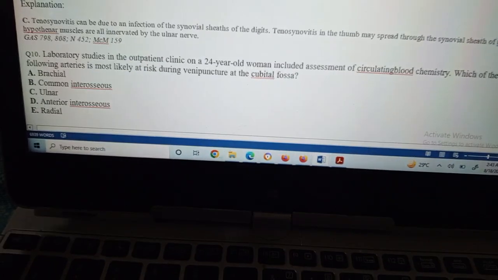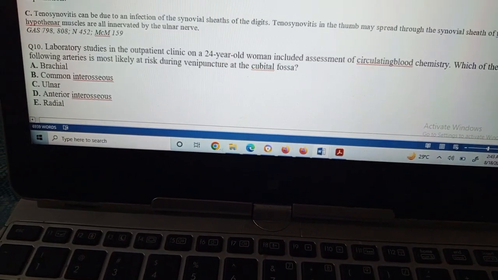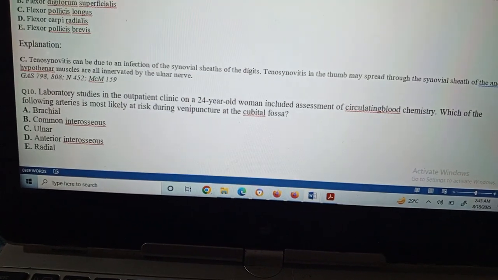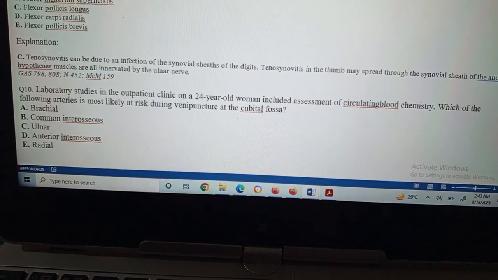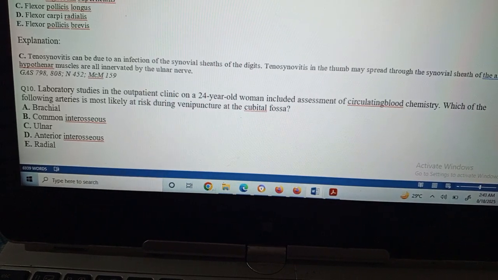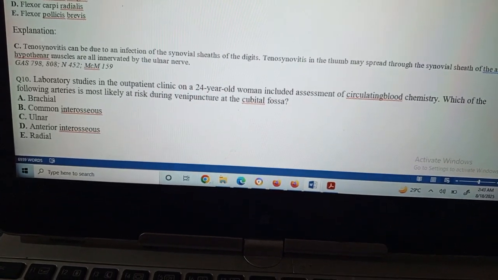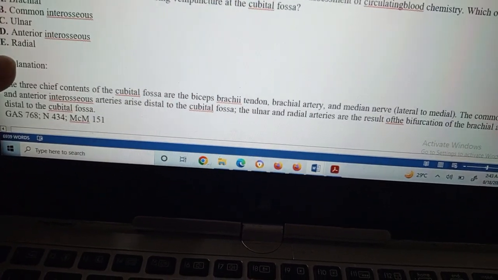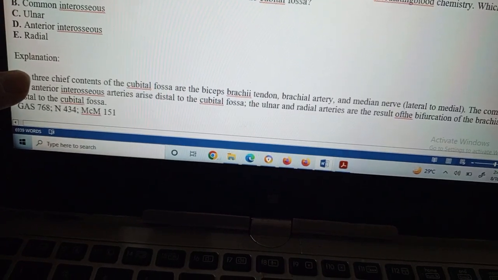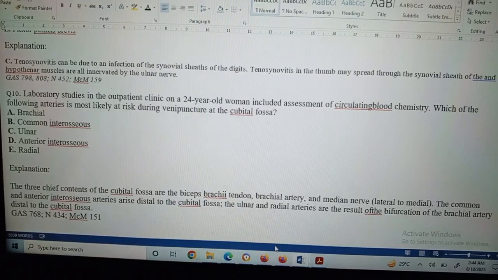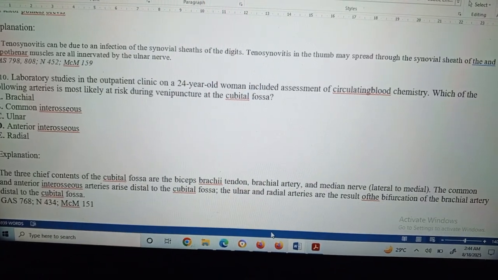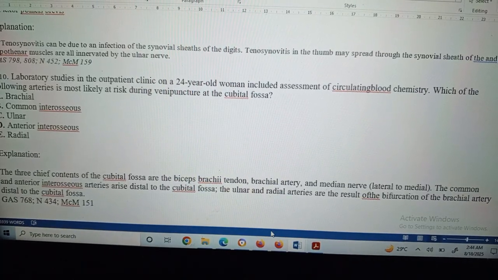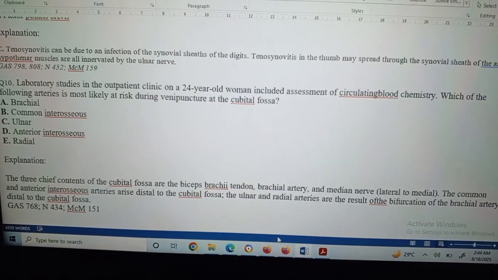Okay? Laboratory studies in the outpatient clinic on a 24-year-old woman included assessment of the circulating blood chemistry. Which of the following arteries is most likely at risk during the venipuncture at the cubital fossa? It's very easy. Okay. The answer is A, brachial.